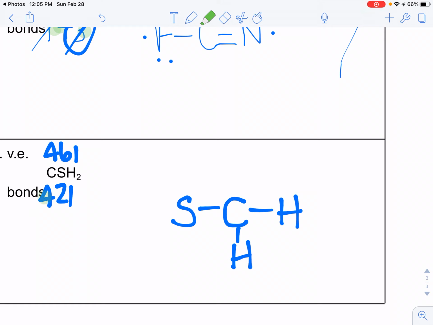Carbon needs 4. It has 1, 2, 3. So I'm going to need 1 more somewhere. Let's figure out where it can go. S needs 2, and this S only has 1. So maybe that's where it should go, but let's double check. H needs 1, and both H's have 1. So we don't want to put anything between the H and the C.